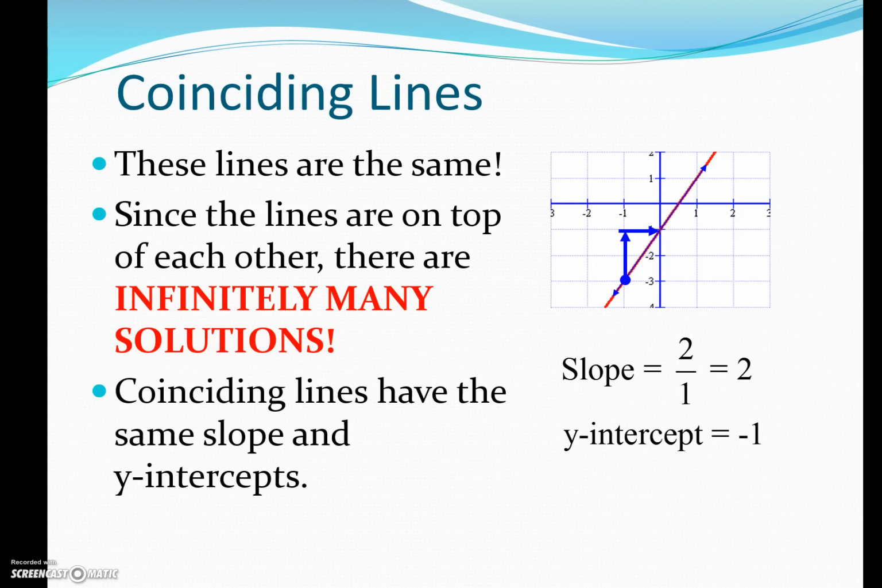So again, intersecting lines have one solution, parallel lines have no solution, and coinciding lines are the same line. They have infinitely many solutions.